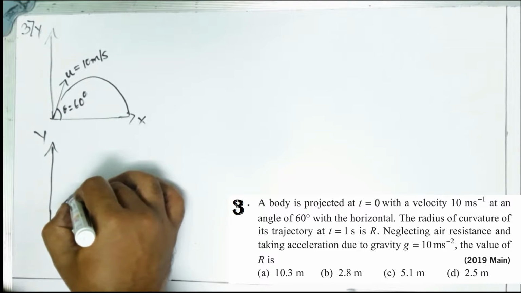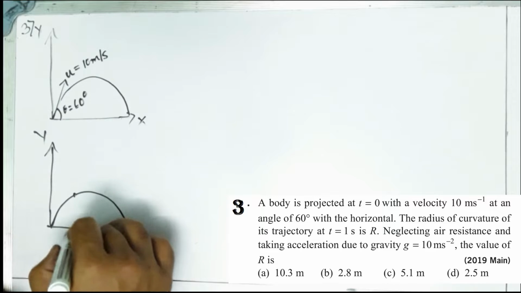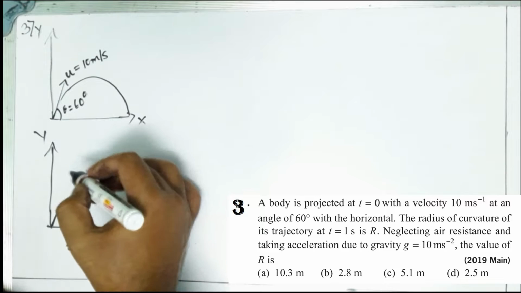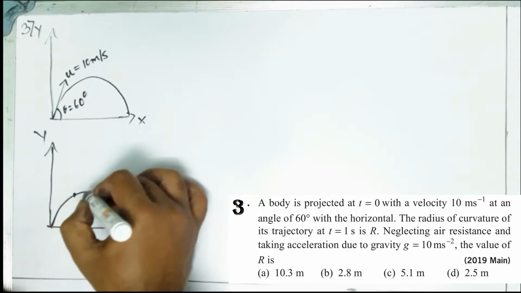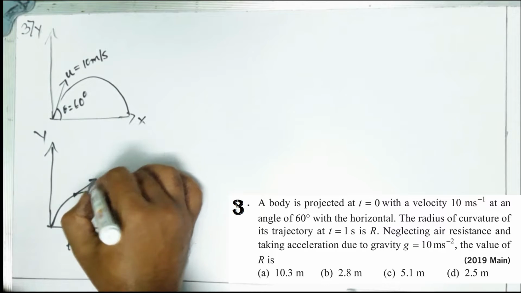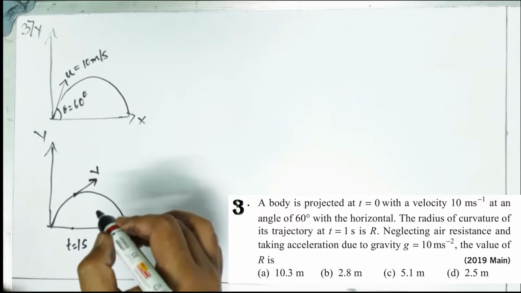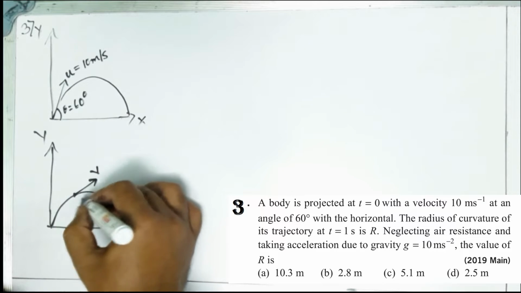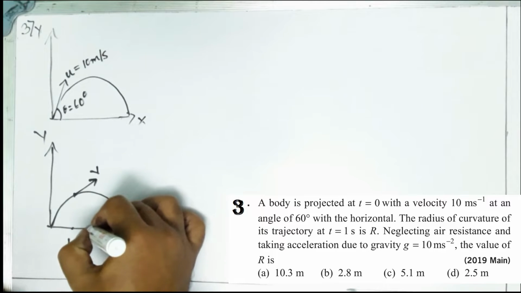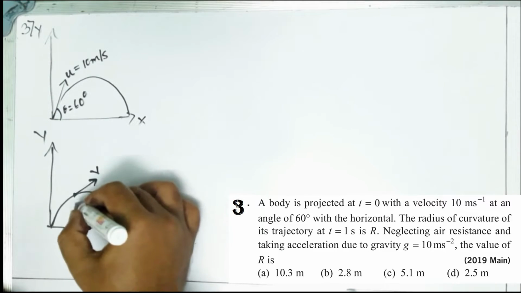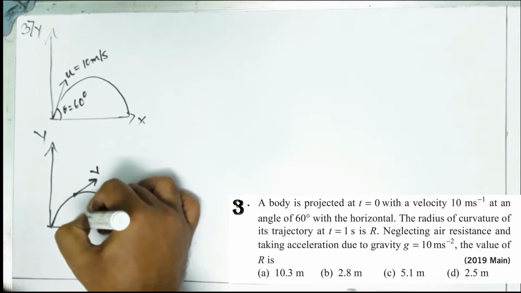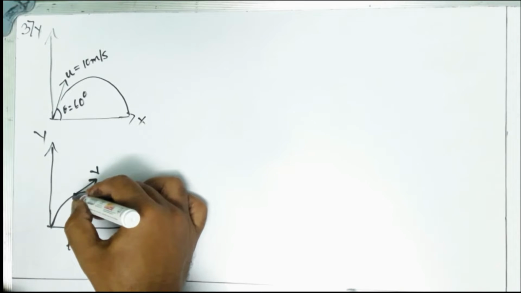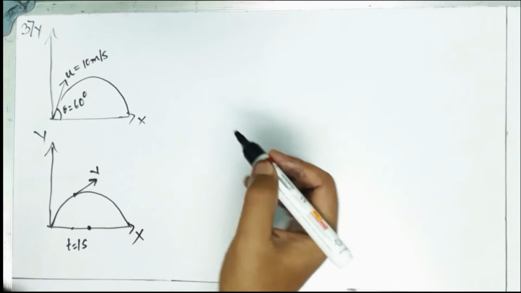Let's say this is t equal to 1. At this time, t equal to 1 second, the projectile is here. Let's say at t equal to 1 the velocity is v, whose direction is such that, and suppose this is the center and this will be the radius of curvature capital R. We have to derive the value of radius of curvature.